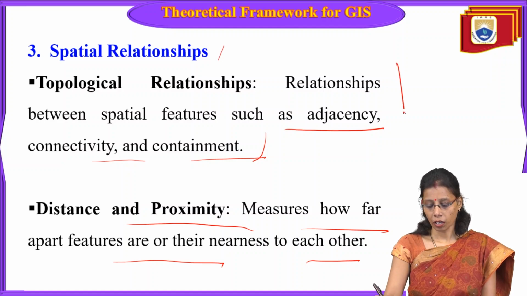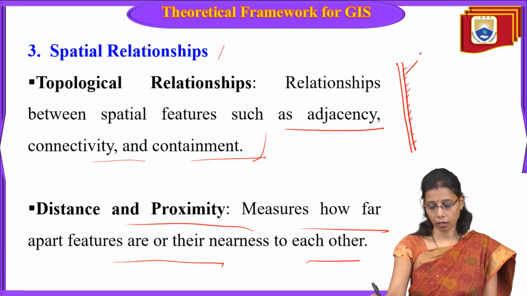For example, there is a road here, and adjacent to this, it has a railway track here. This is the railway track, and this is the road here, right? So railway track, road. These two things are adjacent.